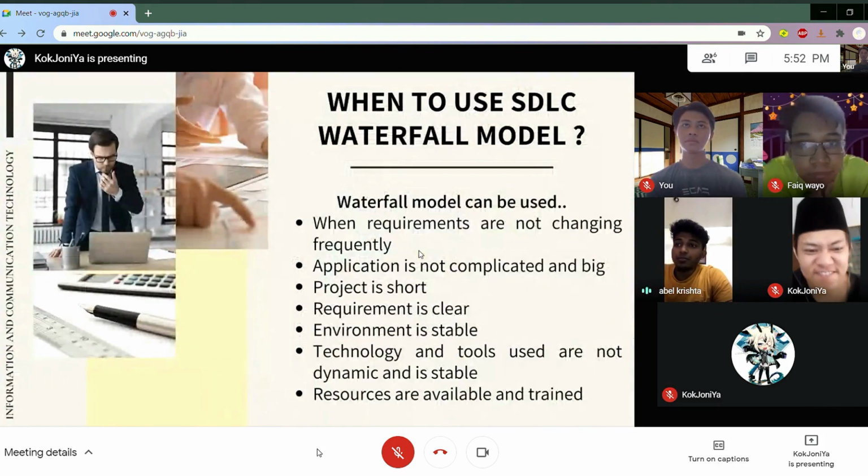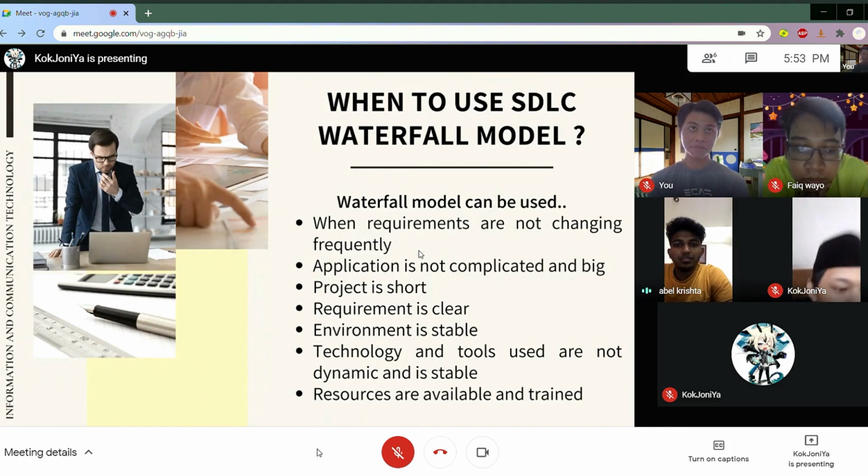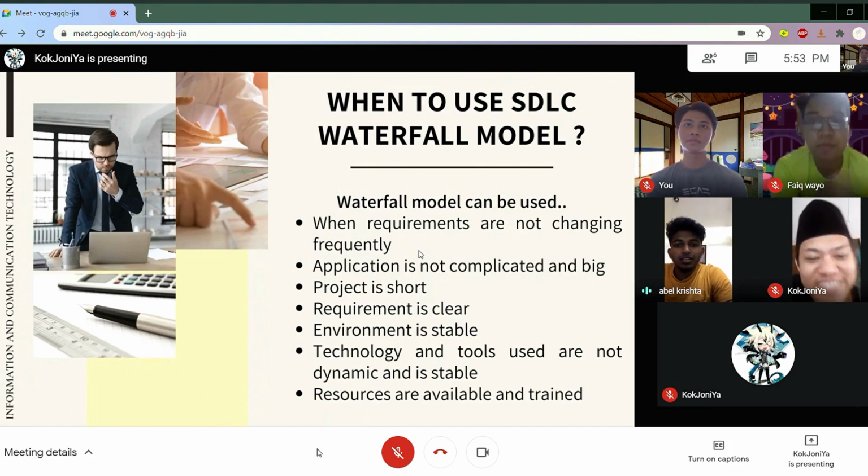The next topic is when to use the SDLC waterfall model. The waterfall model can be used in different categories: when requirements are not changing frequently, the application is not complicated or big, the project is short, requirements are clear, the environment is stable, the technology and tools used are not dynamic and are stable, and the last one is when resources are available and trained. Thank you.